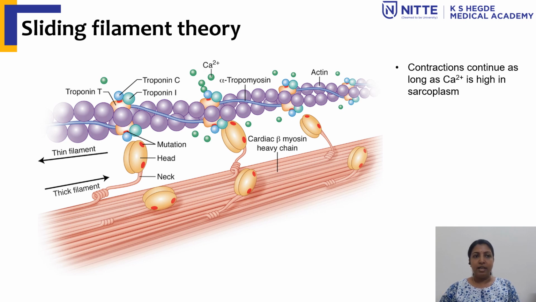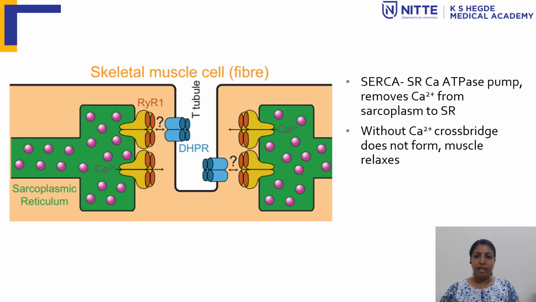So what happens when the action potential stops? So there is muscle repolarization leading to the calcium channels going to close. So once the calcium channels close, the calcium current inwards will stop. There is an ATP pump in the sarcoplasmic reticulum which is responsible for the removal of the calcium from the sarcoplasm into the sarcoplasmic reticulum. That is called SERCA. This is SERCA in the sarcoplasmic reticulum. Okay, so it removes the calcium from the sarcoplasm.